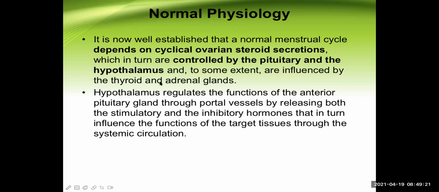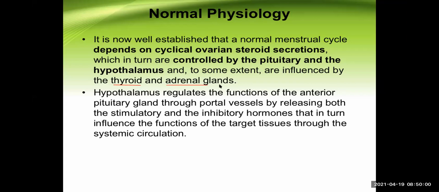And to some extent, they are influenced by the thyroid and adrenal glands. Now, what is the role of the thyroid and adrenal glands? Remember, in hypothyroidism there is excessive TSH or TRH. That TRH specifically leads to overproduction of prolactin hormone, and that prolactin is acting as an antigonadal hormone. You can also call it an anti-estrogen hormone. So there's a bit of a correlation there.